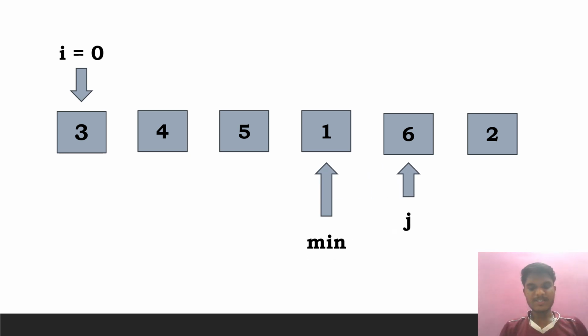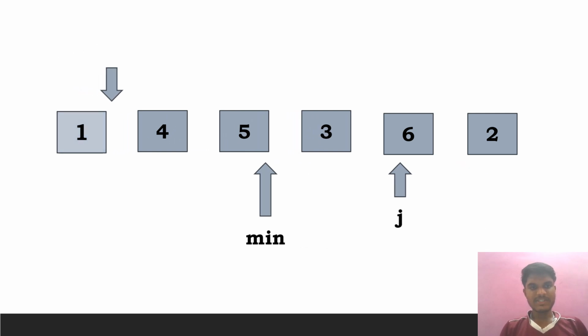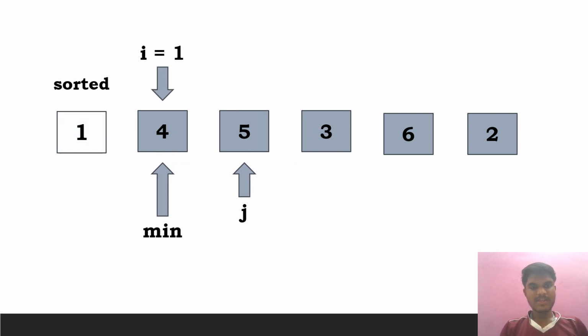now j becomes 6. Again we check the condition minimum less than j, that is 1 less than 6. The condition is true, then j is incremented, the j value becomes 2. And again we check the same condition, 1 is less than 2, the condition is true. So hence the first iteration is concluded. After the first iteration, we will swap the minimum value and the first value of the array. Then the first element becomes sorted. Then i and j both are incremented.